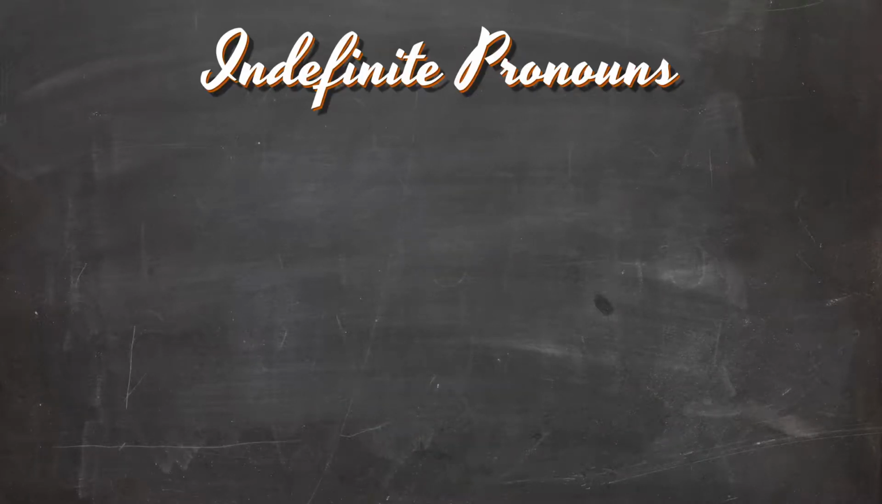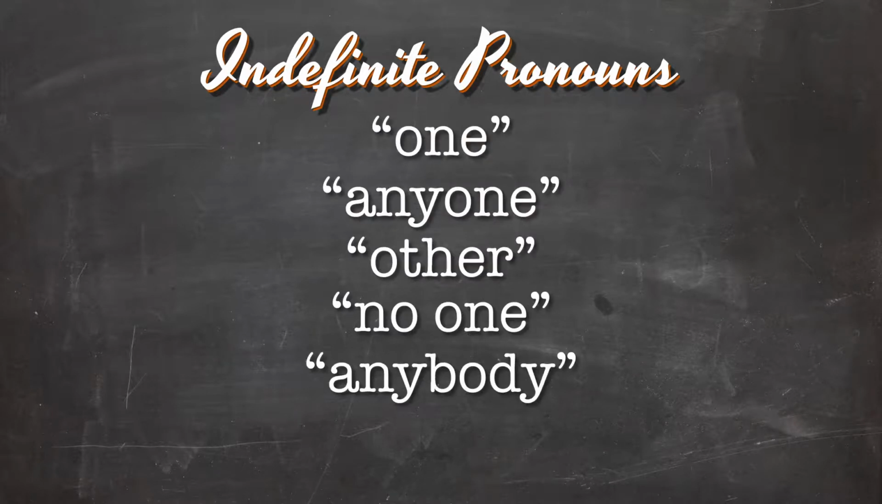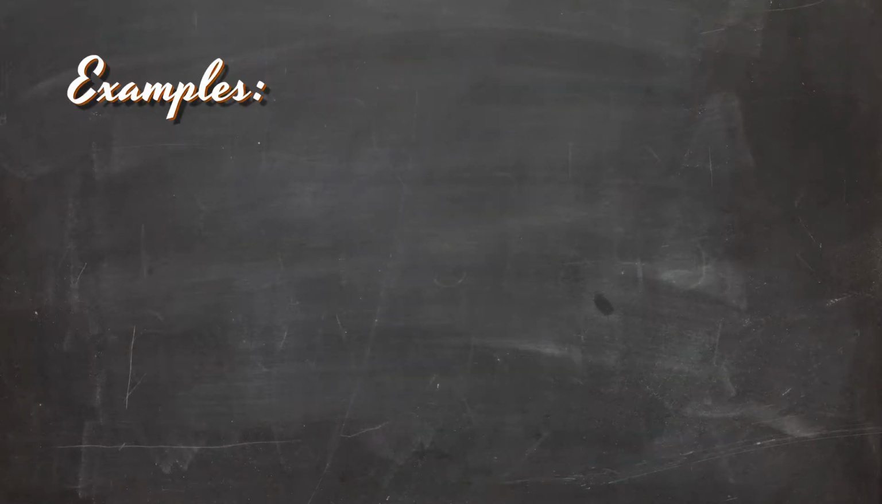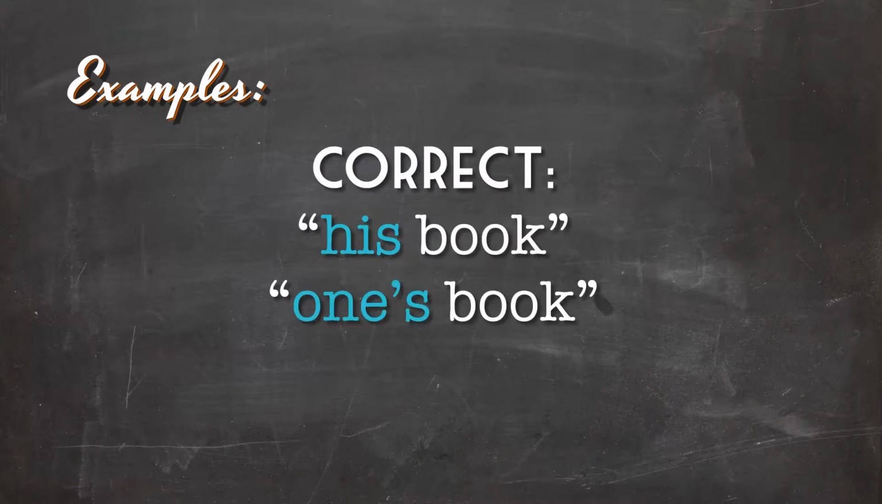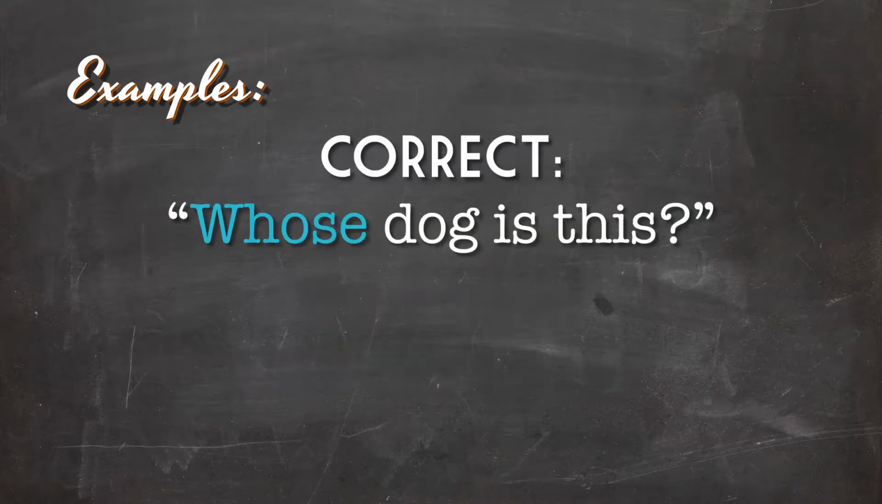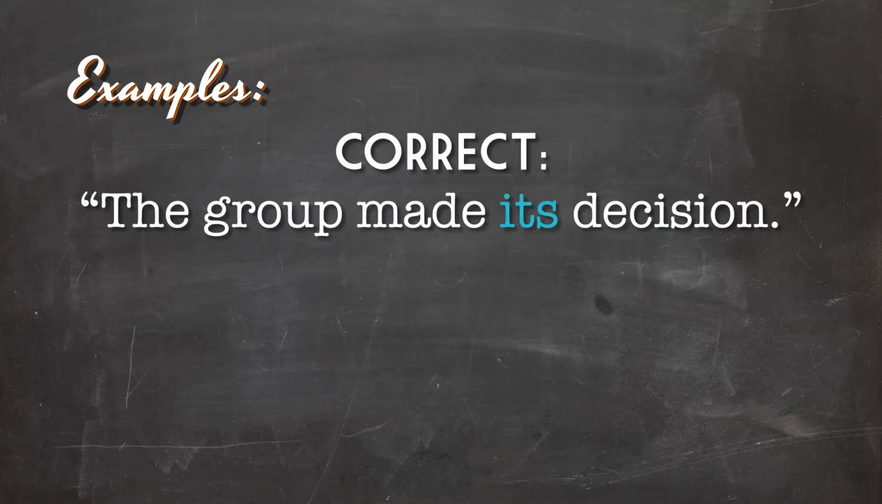However, indefinite pronouns such as one, anyone, other, no one, and anybody can be made possessive. Here are some examples. His book, one's book, anybody's book. Whose dog is this? Not, who's dog is this? The group made its decision.